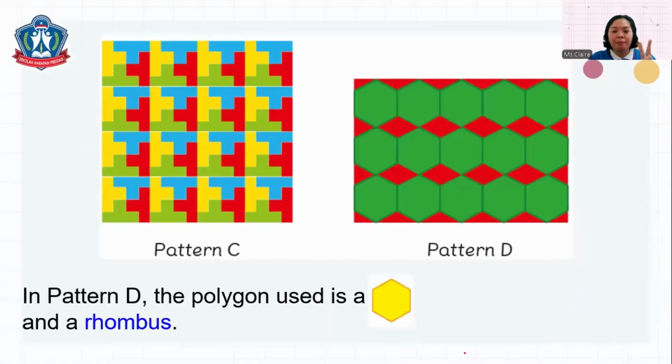Pattern D consists of 2 shapes. Can you think of them? Yes, it consists of a hexagon and a rhombus. What is a rhombus? The red one. A rhombus, children, is a 4-sided shape. All sides are equal, but it is not as straight as a square. So pattern D consists of a hexagon, the yellow one or the green one here, because it has 6 sides. A polygon with 6 sides is called a hexagon. So this is a hexagon. Okay, let's continue.